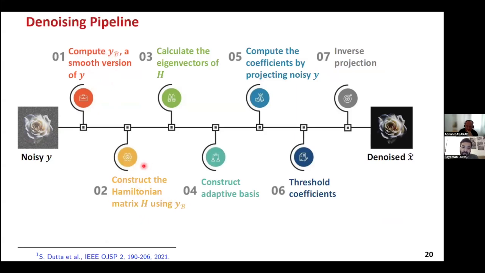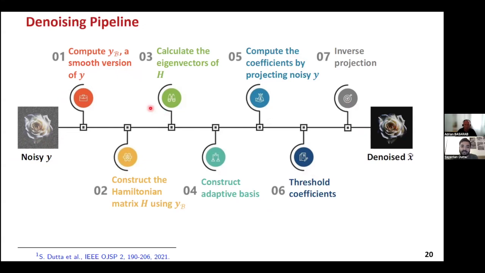From this Hamiltonian operator using YB, we calculate the set of eigenvectors. This set of eigenvectors gives us the adaptive transformation or the adaptive basis. Now, when the adaptive basis is constructed, we use the original noisy image Y and project it on this adaptive basis to calculate the projection coefficients. So we are not using the smooth version. We are using the original noisy image and computing the projection coefficients. Then we perform the standard soft thresholding, do the inverse transformation, and get the denoised image. That is the denoising pipeline in our case.